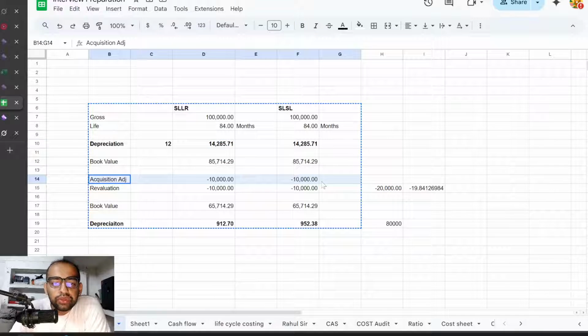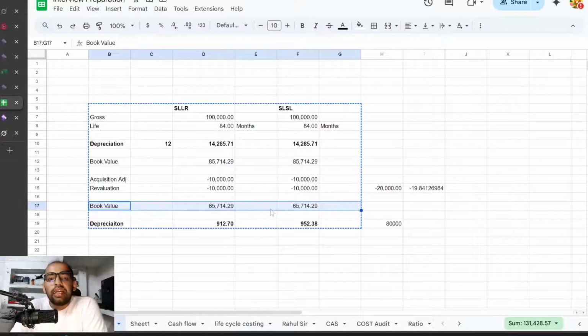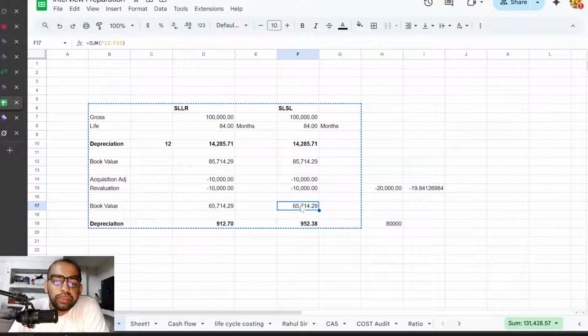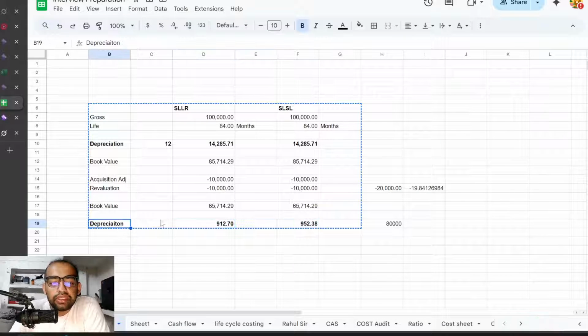Now we did some acquisition adjustment and we check the book value of the assets, then the book value will be the same. But when we run the depreciation again, we find some difference in the monthly depreciation. This is the 1 month depreciation. And you can also check the formula, that is this value divided by the remaining life.